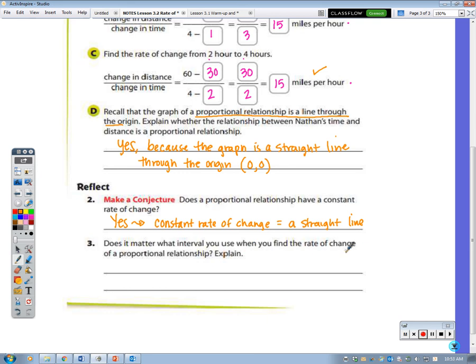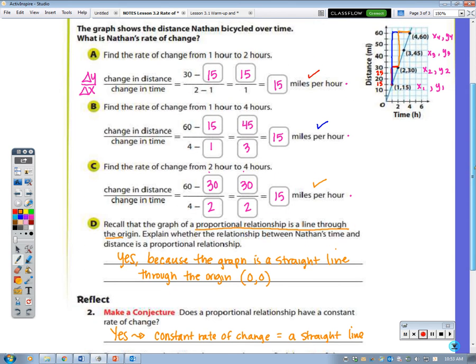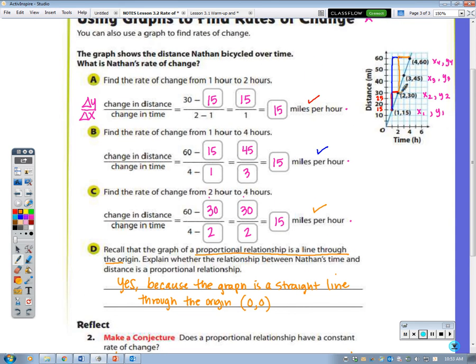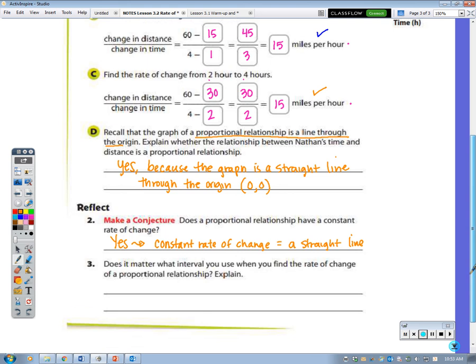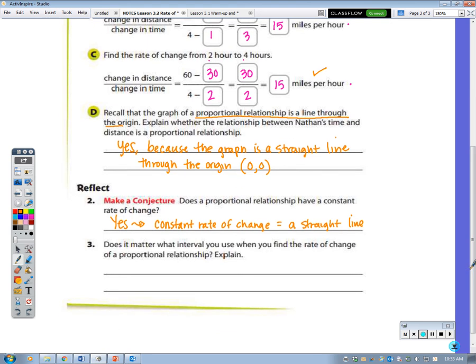All right, the last little reflection we've got here is, does it matter what interval you use when you find the rate of change of a proportional relationship? Explain. So 2 parts here. Does it matter? It doesn't matter what interval you use. If we go back here and look at this graph, we used 3 different size intervals. We used this interval here of 1 hour, we used this interval here of 2 hours, and then we used this giant interval of 3 hours. So it didn't matter what interval we used as long as we were consistent with the values that we were using. So no, it does not matter.